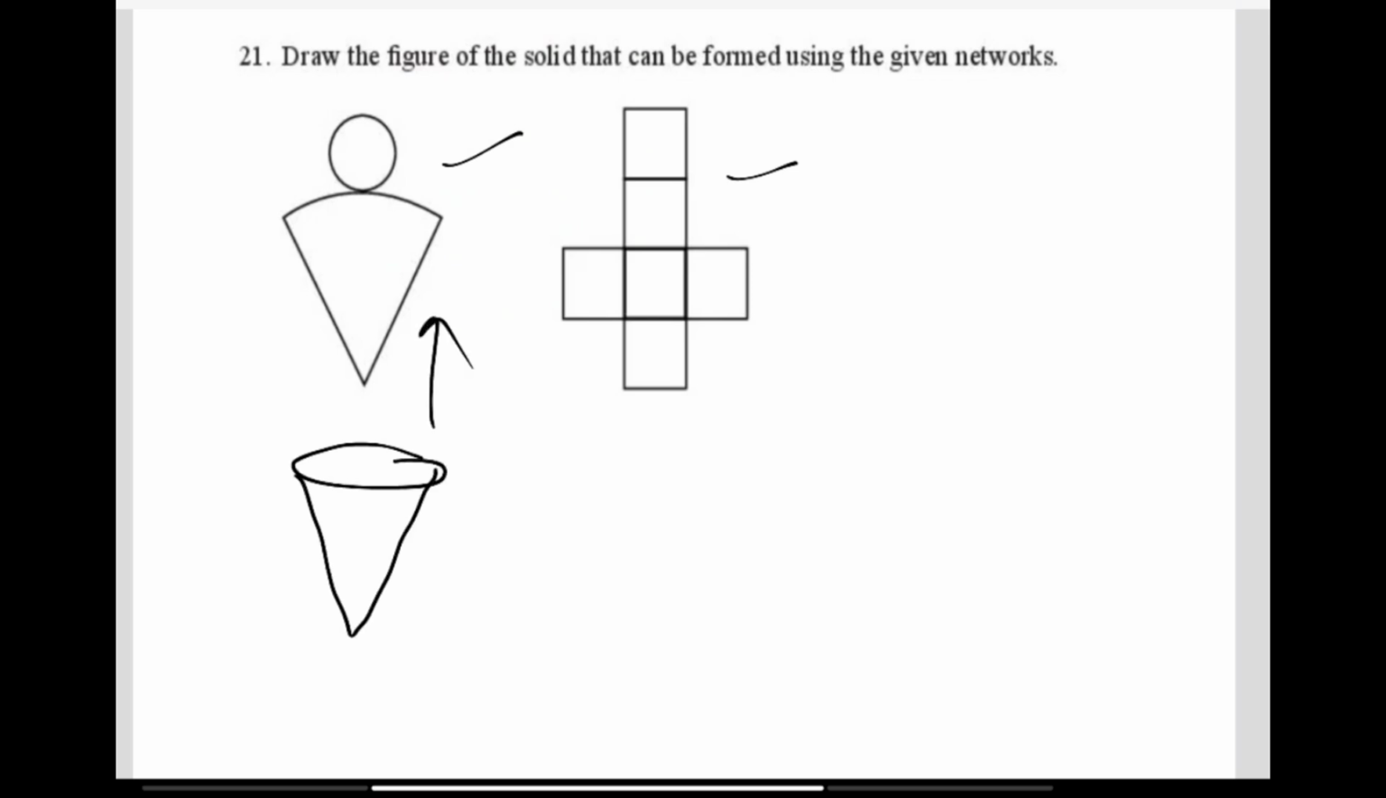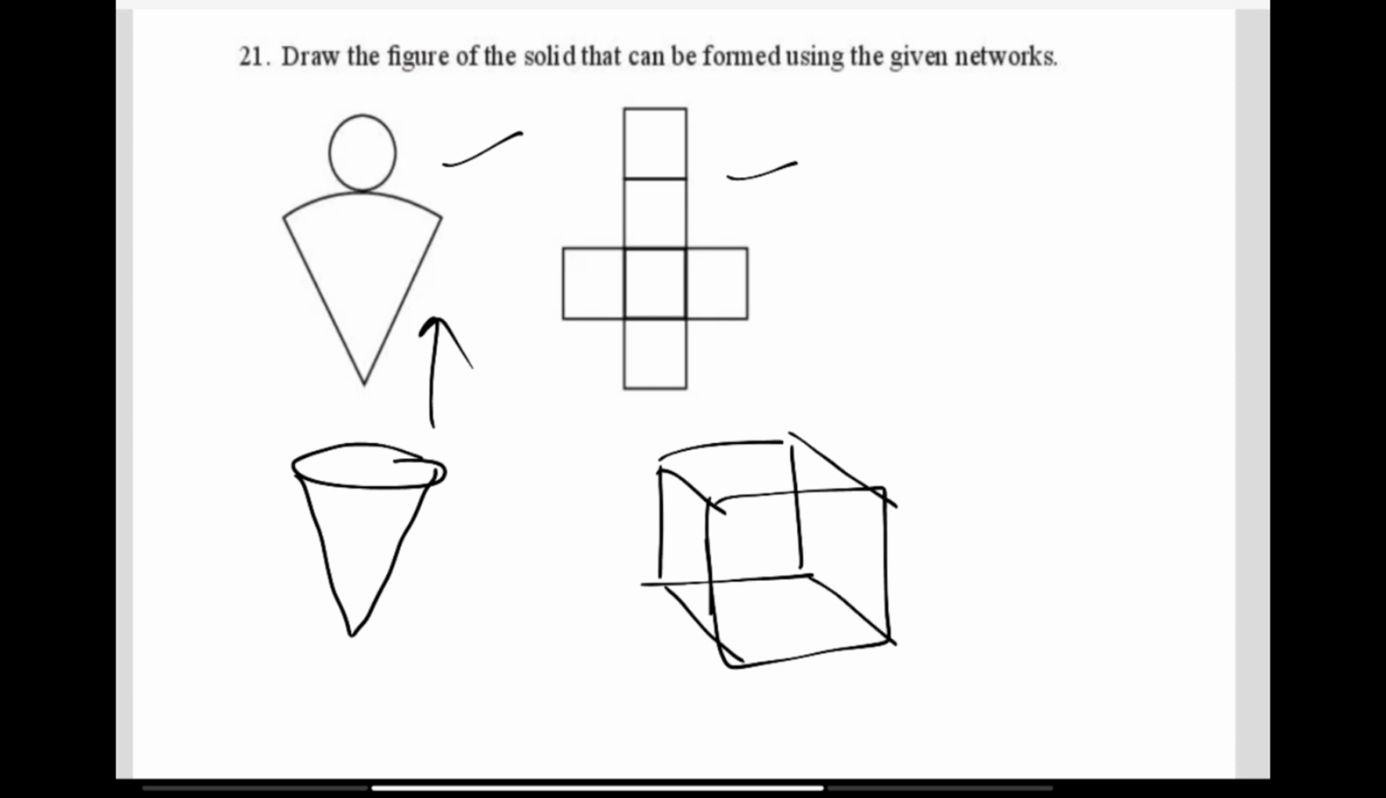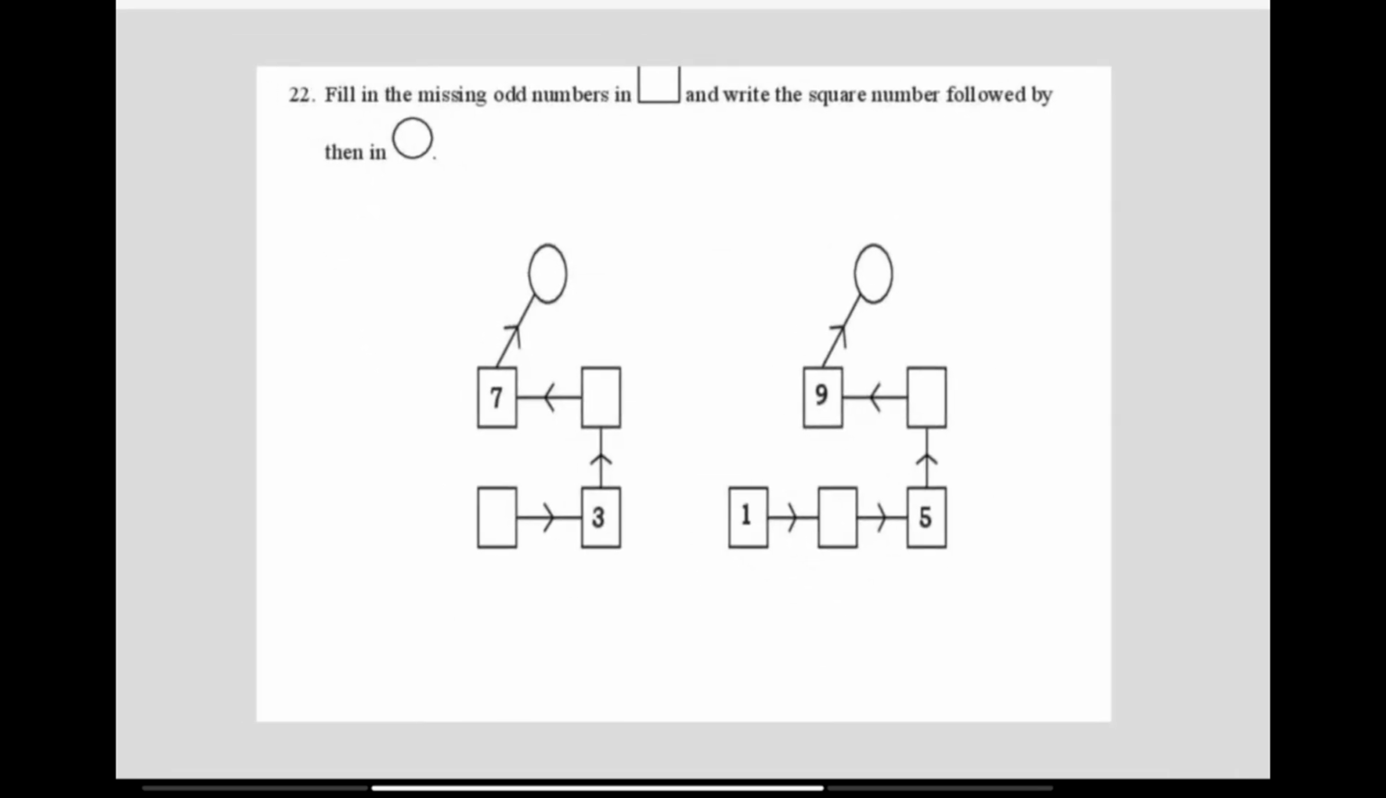And what about this one? It is very easy. This is a square, right? This is a cube. The solid figure we call a cube. Right, so this is your answer. Now let's move to the next one.